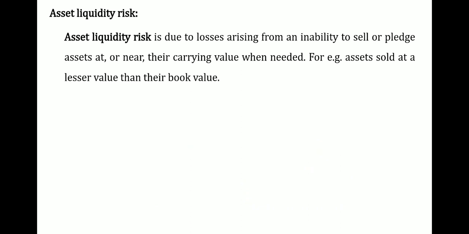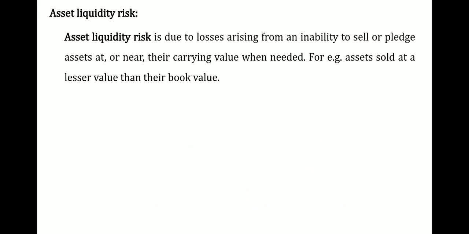Certain conditions will arise. In those conditions, the company is not able to sell their assets, or the company is not able to pledge their assets at their nearest book value. For example, assets sold at a lesser value than their book value. This is the best example for the asset liquidity risk. So the company is not able to sell the assets or pledge their assets at their book value, or they sold them for less than the book value.